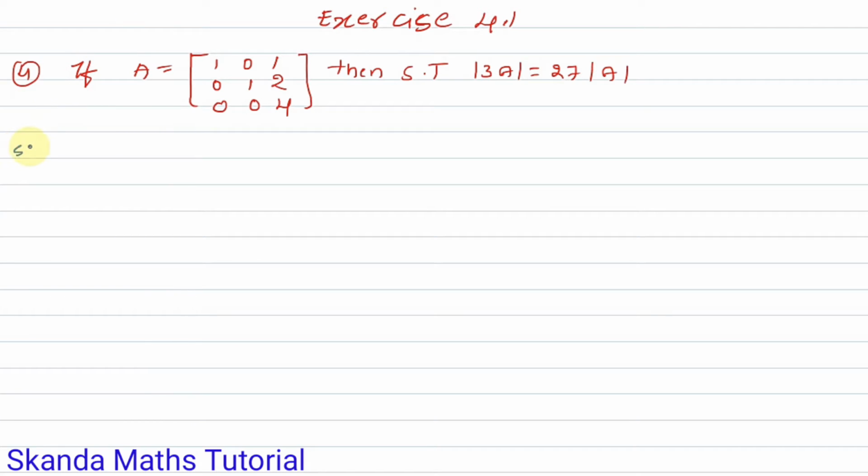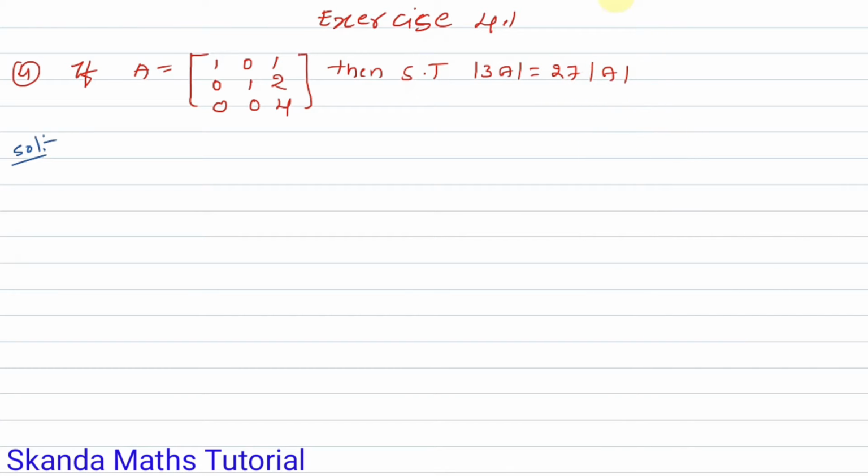Hello everybody. Today in this video I want to discuss determinant problems. This is the fourth problem, because in my previous video I discussed up to the third problem. Now I'm going to do this fourth problem, which is of 3 by 3 order. The previous problems were 2 by 2 problems. A is equal to [1 0 1; 0 1 2; 0 0 4]. Show that determinant of 3A is equal to 27 determinant of A.